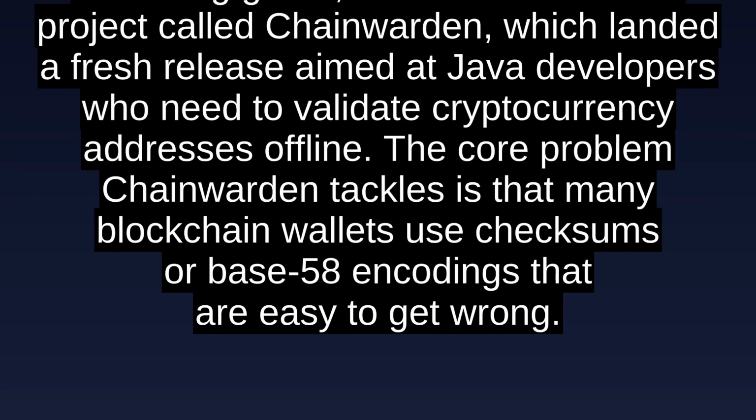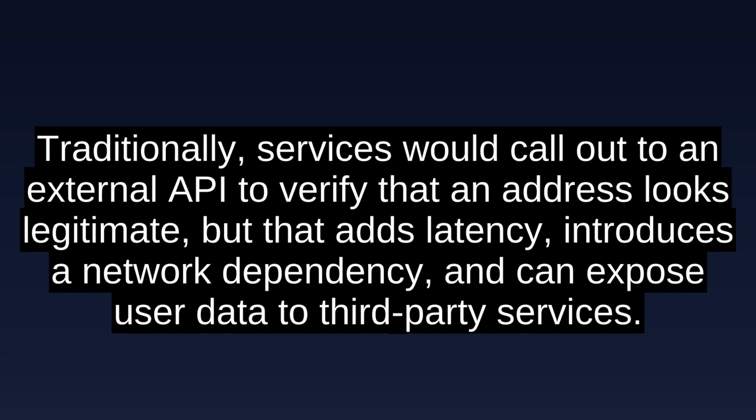Switching gears, the second item is a project called Chainwarden, which landed a fresh release aimed at Java developers who need to validate cryptocurrency addresses offline. The core problem Chainwarden tackles is that many blockchain wallets use checksums or Base58 encodings that are easy to get wrong. Traditionally, services would call out to an external API to verify that an address looks legitimate, but that adds latency, introduces a network dependency, and can expose user data to third-party services.